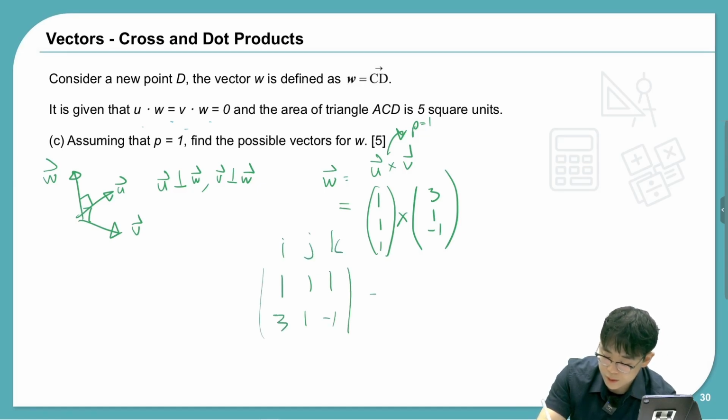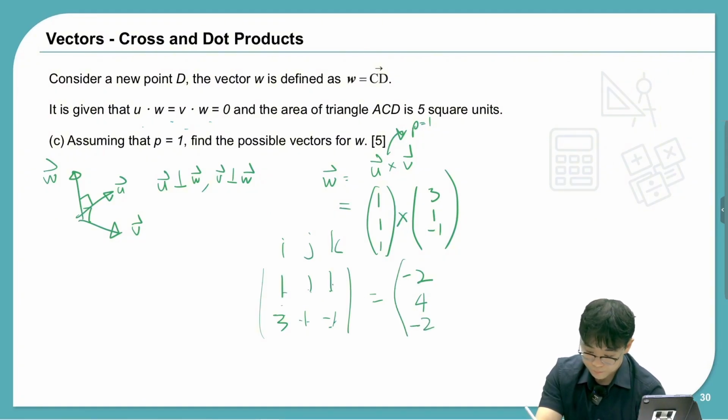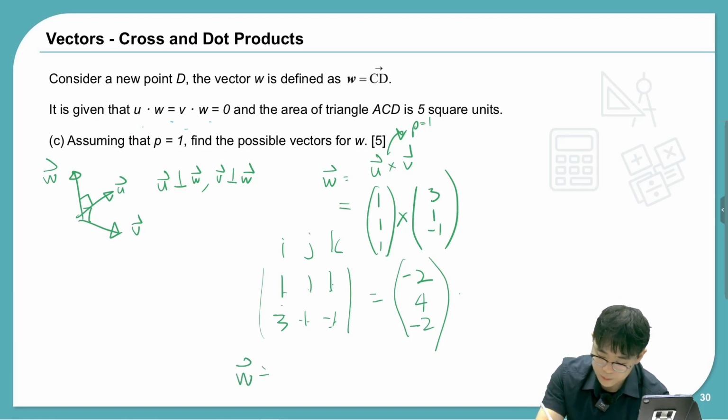So we get 1, 1, 1 and 3, 1, -1. You can do cross products in your own way, but it's 1 times -1 minus 1 times 1, so it's going to be -2. Then it's 1 times 3 minus 1 times -1, so that's going to be 4. And then we have 1 times 1 minus 1 times 3, which is -2. So this is going to be the direction vector of w. But it doesn't have to be exactly -2, 4, -2. We could just say it's multiplied by a certain parameter, maybe lambda.